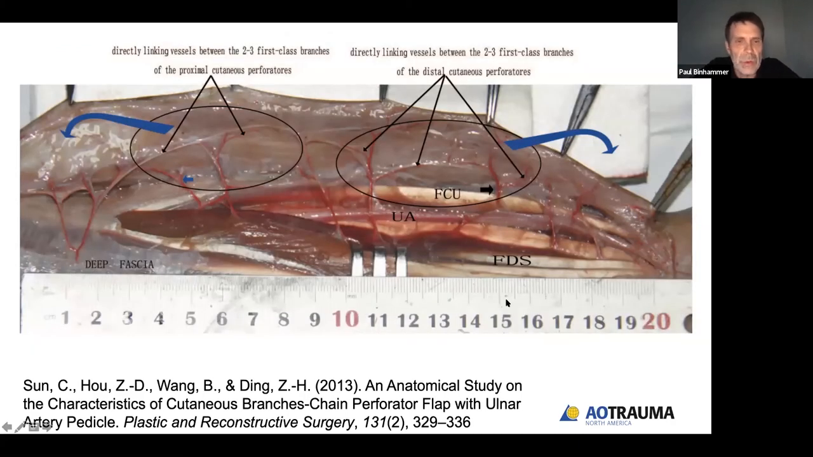And if you go to a cadaver specimen, and this article is listed below, and if you're interested in this, it's a really good article. And you can again see the hand to the right of your screen, elbow to the left. You can see these branches coming off the ulnar artery going up to the skin, and there's a whole bunch of them. And you can also notice the FDS is over here and the FCU, and there's a separation between the two of them where these vessels run up to the skin.